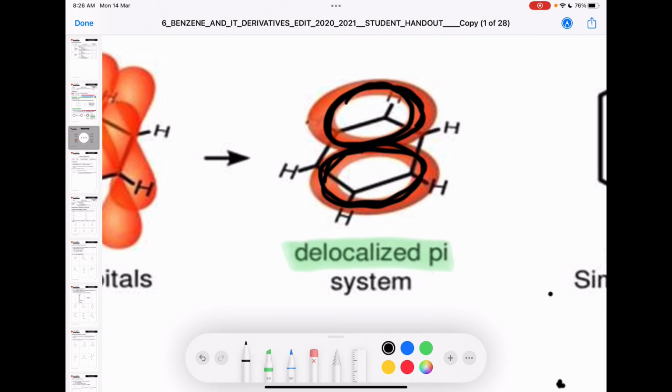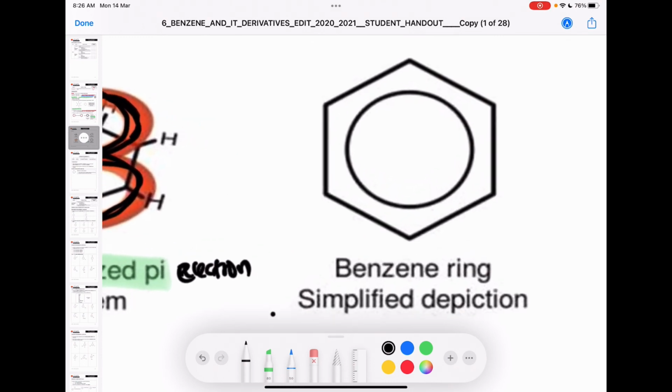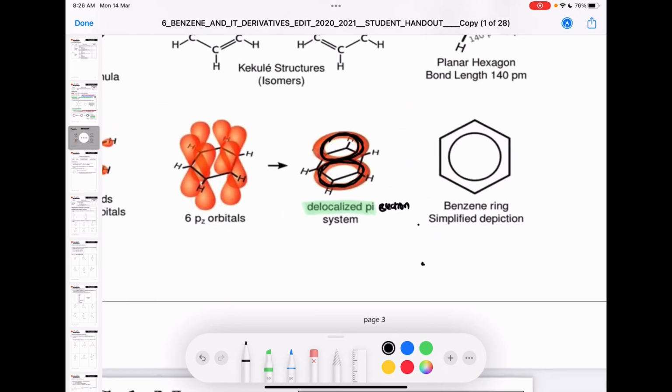Okay. So elektron itu sentiasa bergerak, and that is why we said delocalized pi. And then selalunya kita akan tambah pi elektron. Okay, pi elektron itu sentiasa bergerak ke sana sini without stopping. And this is a simplified drawing. Ini yang kita selalu lukis dia sebagai benzene ring.